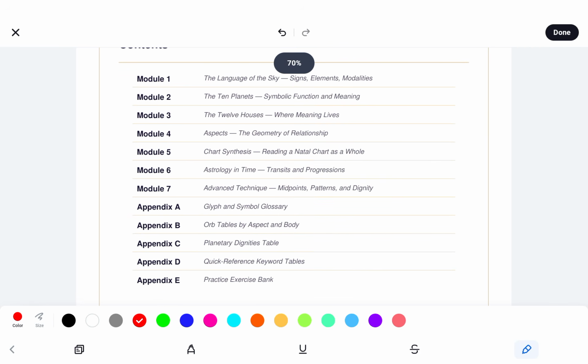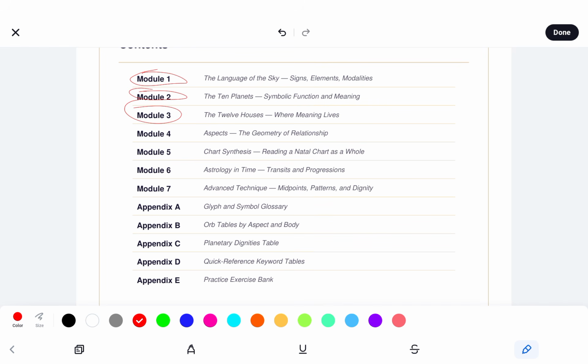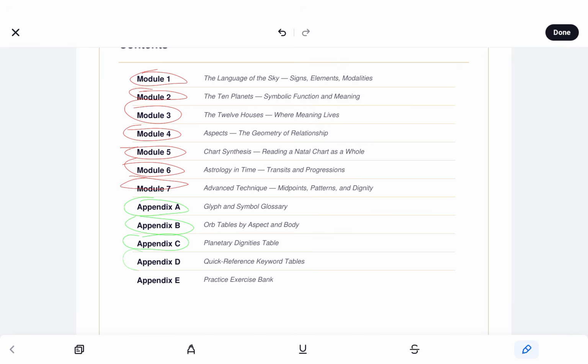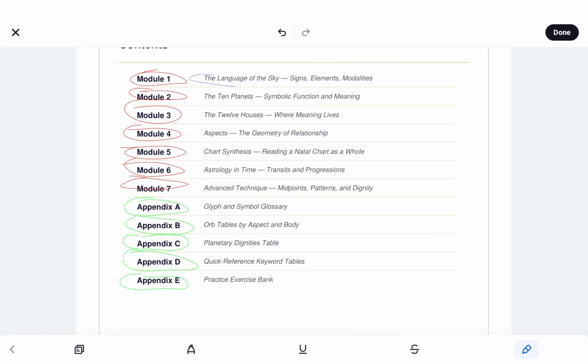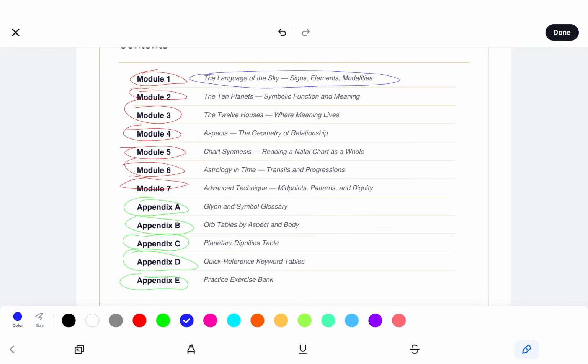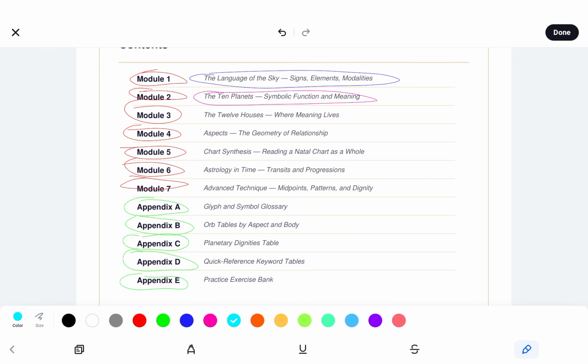Here are the modules. We have 7 in this video we're going to go over. And then there's going to be some appendixes: 1, 2, 3, 4, and 5. So first we're going to talk about the language of the sky. Signs, elements, modalities. We're going to get into the 10 planets, symbolic function and meaning. The 12 houses where meaning lives.